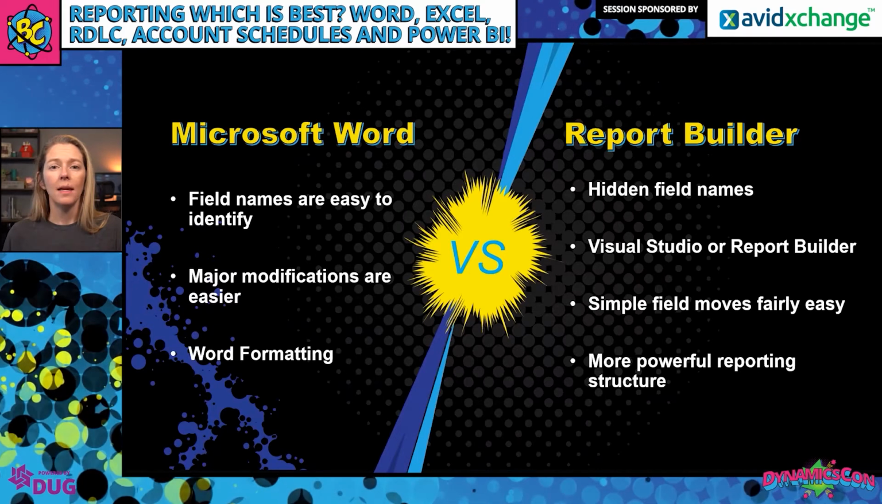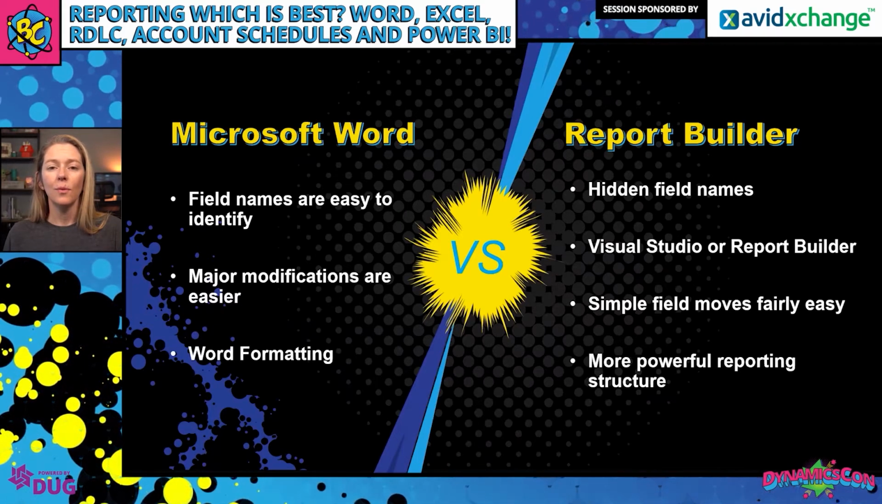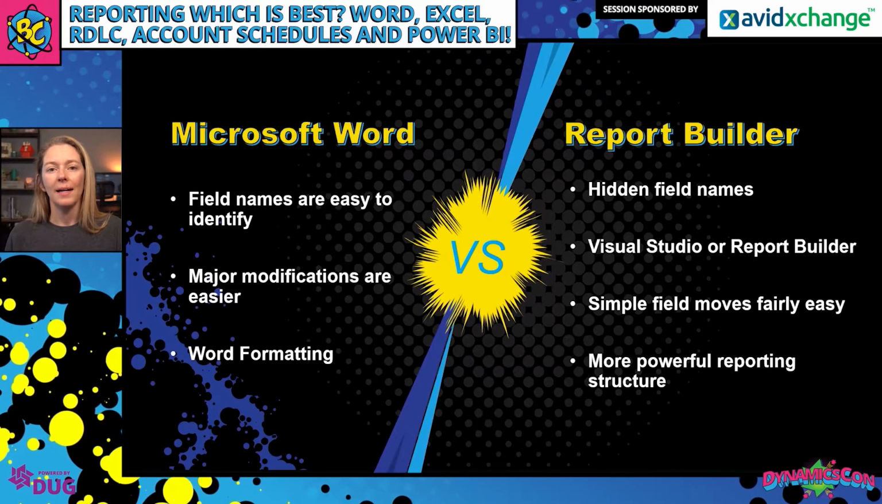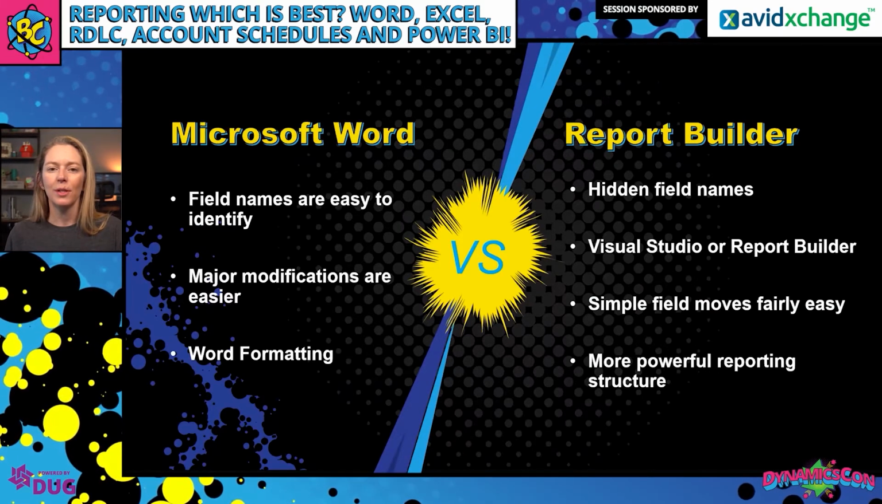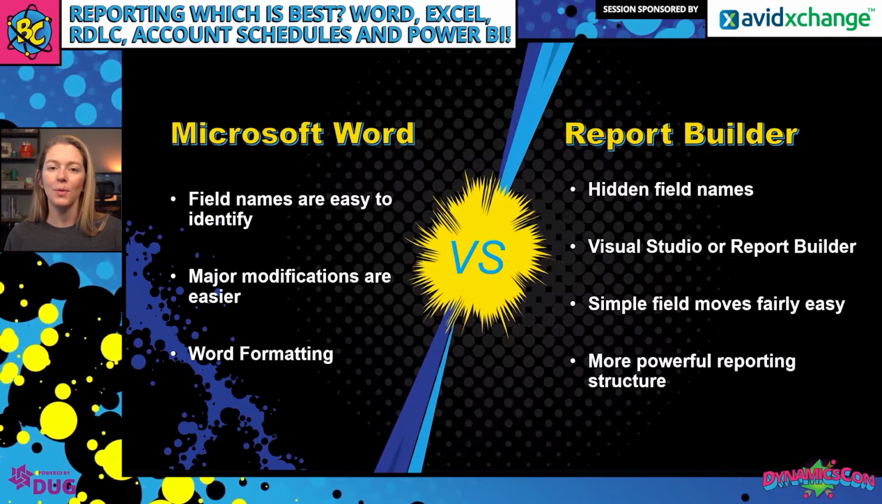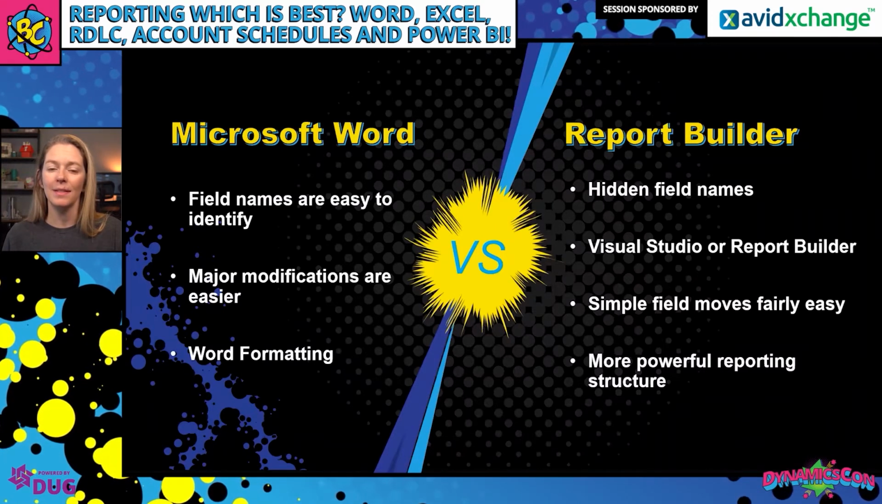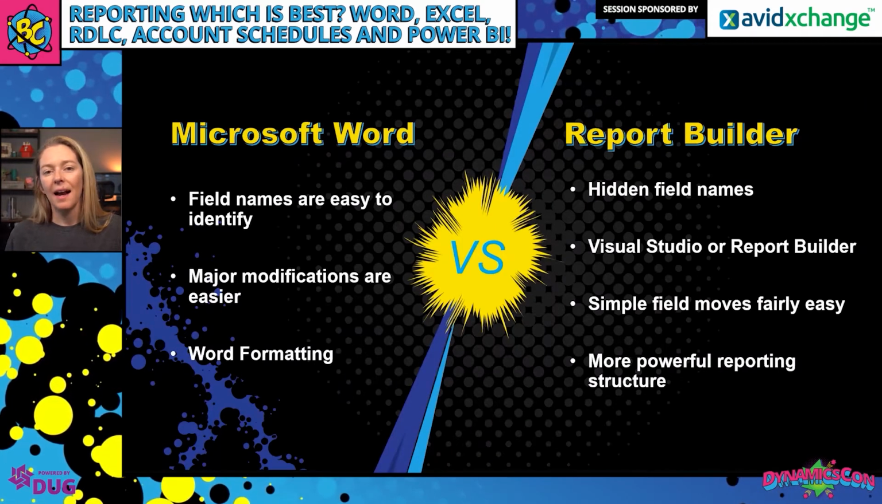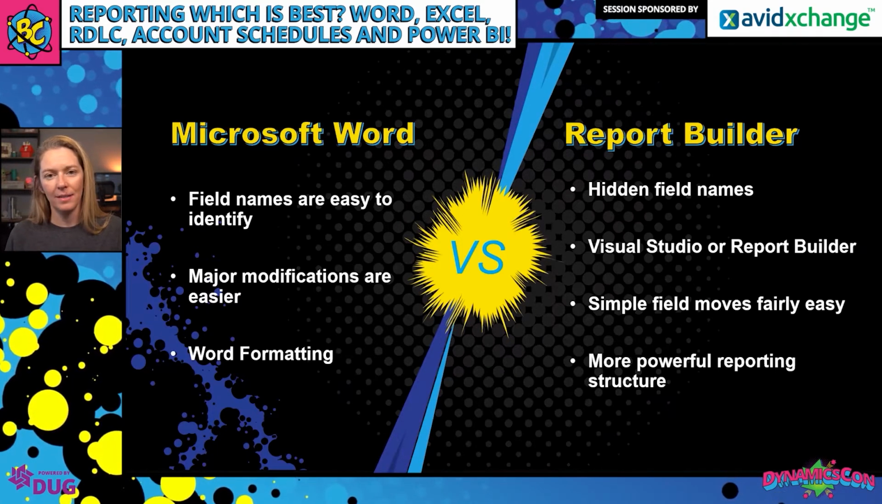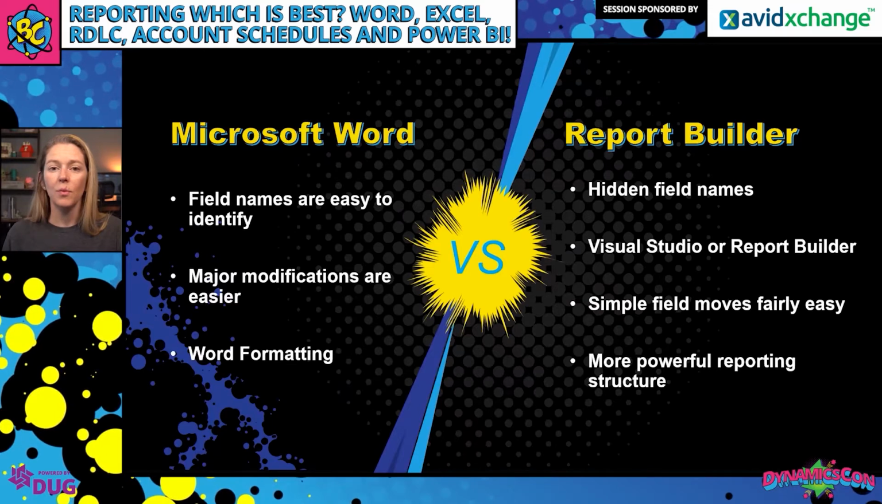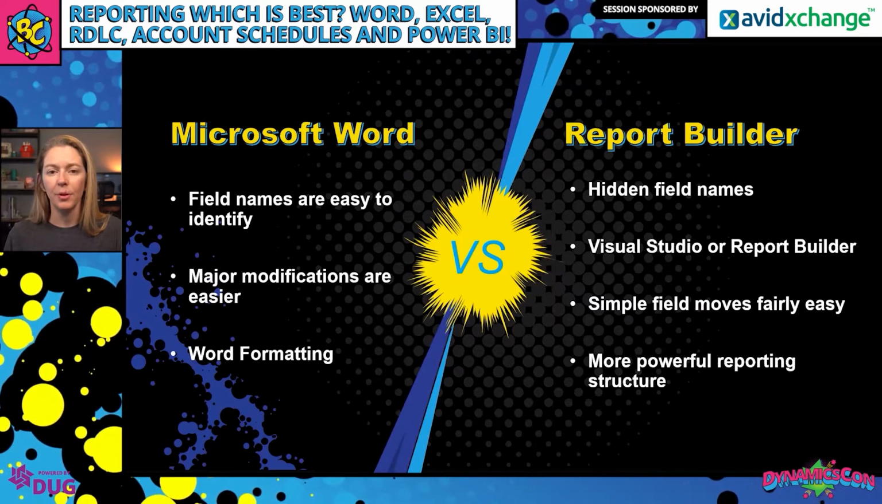On the Word side too, when I say major modifications, I had a customer who took a purchase order and they actually wanted it landscape instead of portrait. I attempted to do that with Report Builder. It was not very easy to do at all. But in Word, it was actually pretty simple.